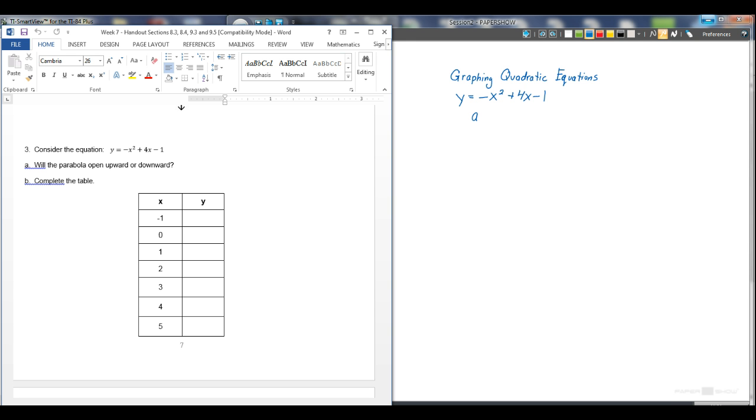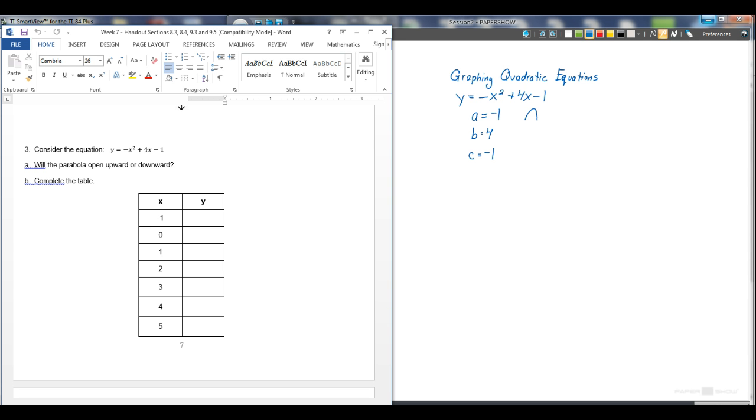We probably should get those written out. So a equals negative 1, b equals 4, and c equals negative 1. Now, to tell whether your parabola will open upward or downward, you want to look at a, and in this case a is negative 1, so that means our parabola will open downward, so it will look like this. So our answer to our first question is our parabola will open downward.